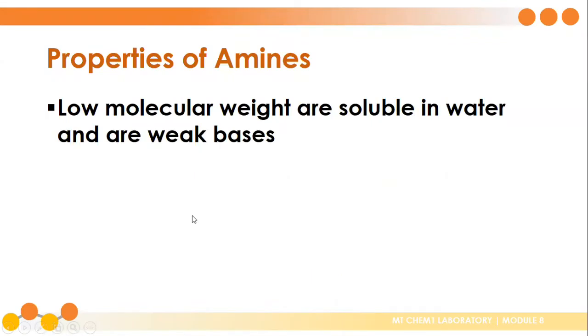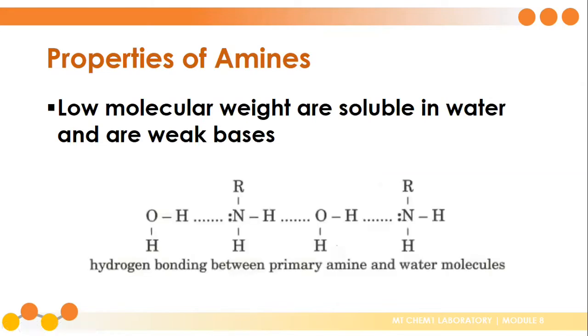Low molecular weight amines are also soluble in water and are considered weak bases. They are soluble in water because of the hydrogen bonding between, first, the primary amines and water molecules. So we have here our primary amine bonded with one R, and then it can easily bond with our water molecule. Because of this ease of bonding, they are easily soluble in water. We have to take into consideration that we're talking about low molecular weight amines.